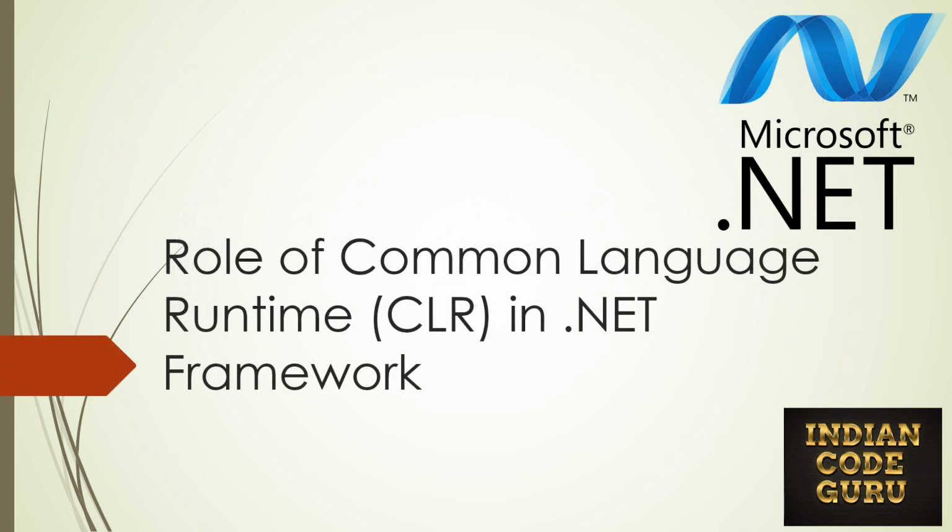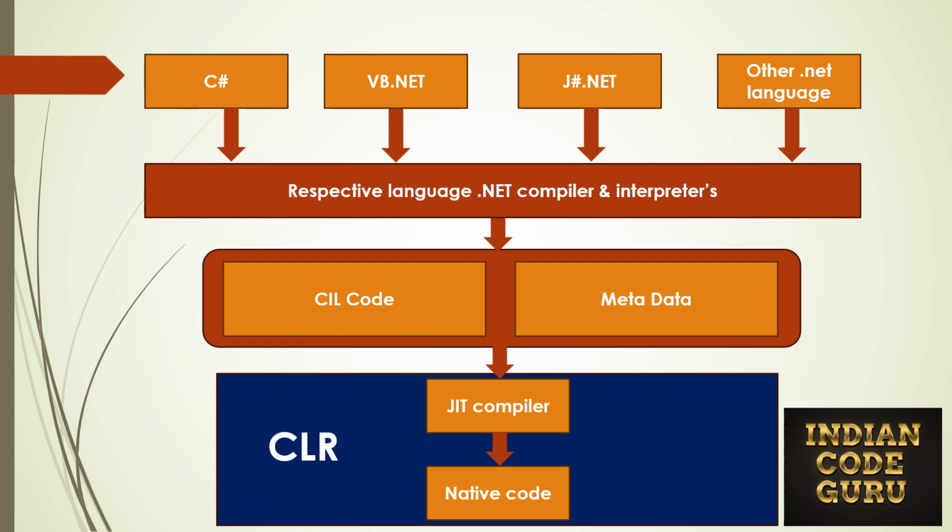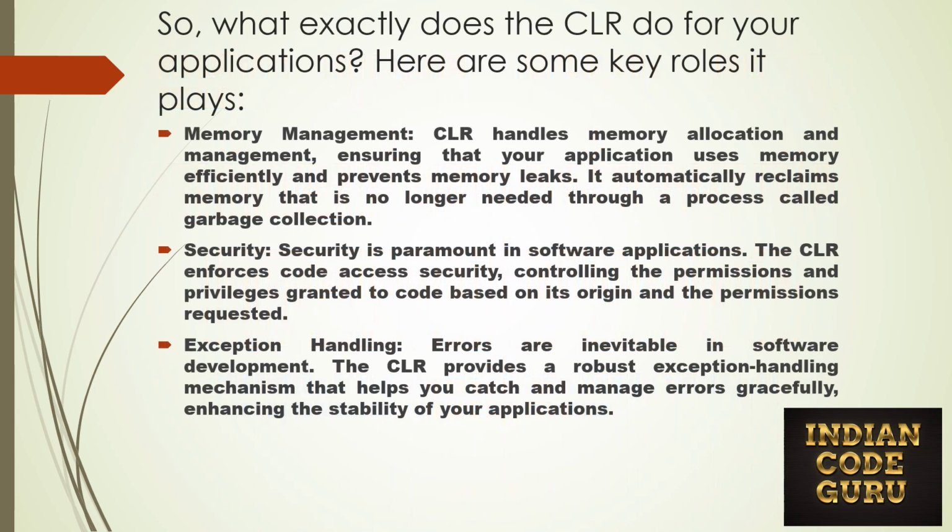Role of Common Language Runtime, CLR, in the .NET Framework. When we write code in any .NET language, the respective language compiler translates that code to Common Intermediate Language, CIL, code along with some metadata. The CLR uses the Just-in-Time compiler, JIT, to recompile the code and translate it into native machine code. CLR also provides a virtual machine environment for executing the .NET application.